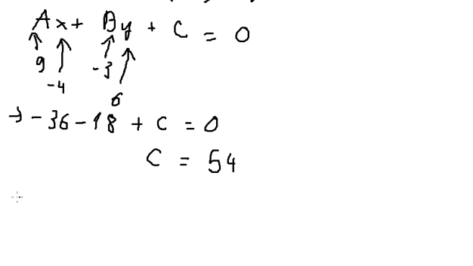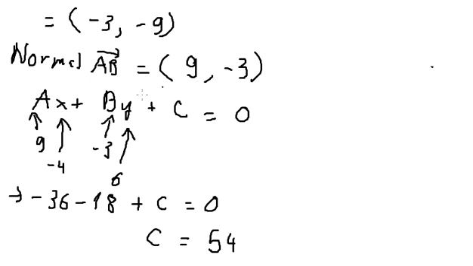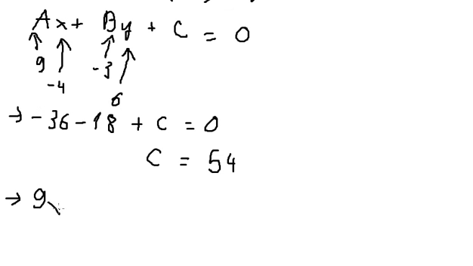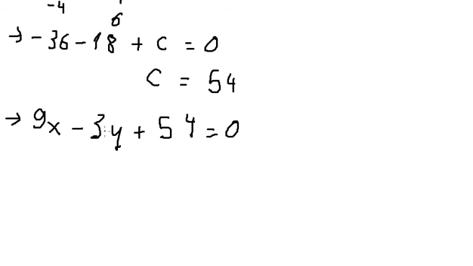And now we can get the final answer. A is 9. B, that's negative 3. C, that's 54. And now we divide both sides by 3 because we can simplify this one in here. So we have 3x minus y plus 18. And this is the final answer for question number 1.